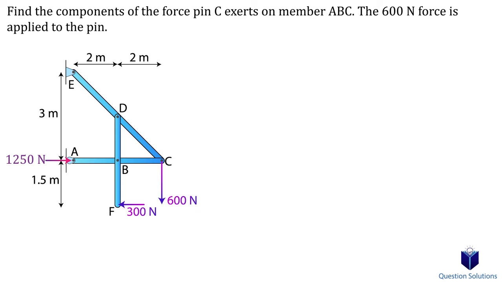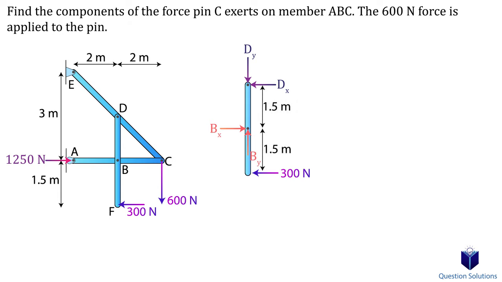Now we will draw the two members we will focus on separately. First, member DBF. At pin D, we'd have two reactions. At B, it will be the same. We also have the 300 Newton force applied at point F, and you can assume the directions for these reactions. Next, we draw member ABC. At A, we have the force we figured out in the previous step.